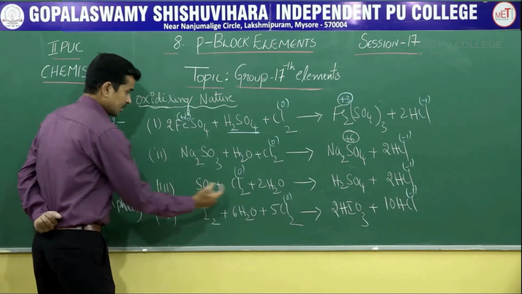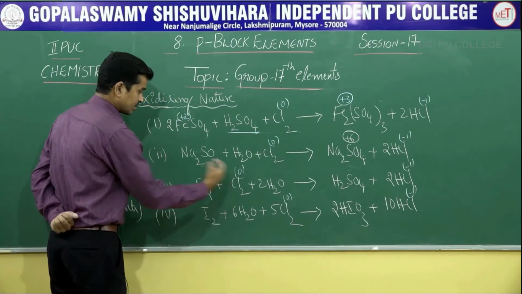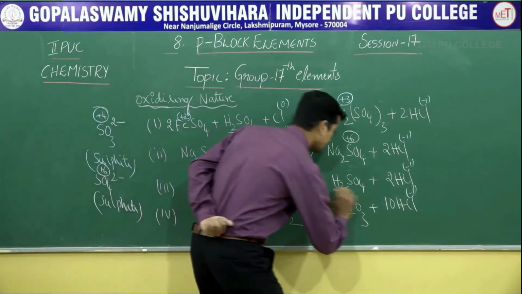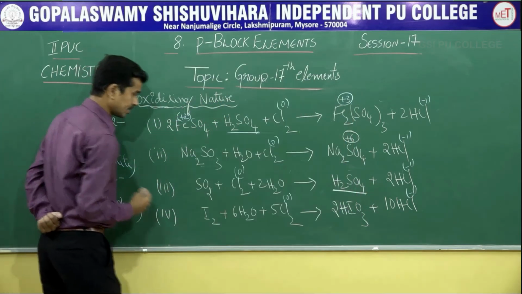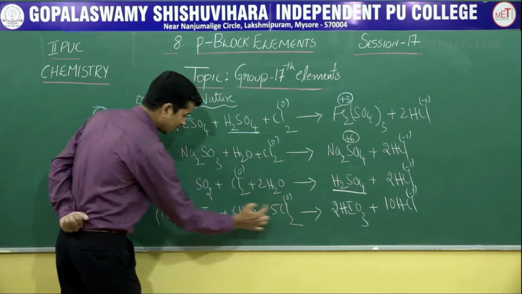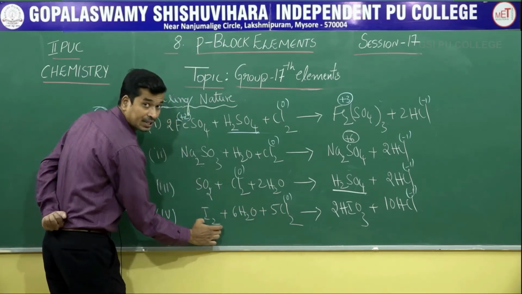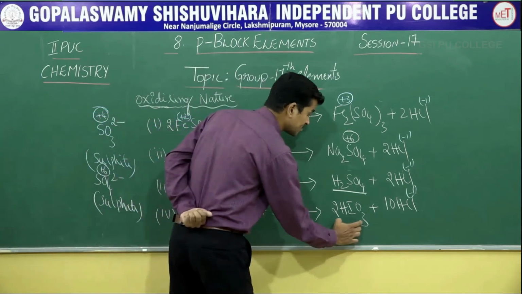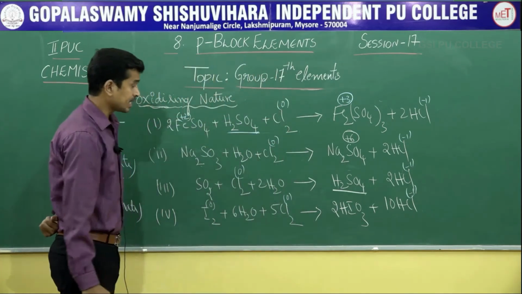And chlorine oxidizes sulfur dioxide, SO2, to sulfuric acid. And the last reaction, chlorine oxidizes iodine, I2. This is also oxidation state 0. Iodine to iodic acid. Iodic acid means HIO3.